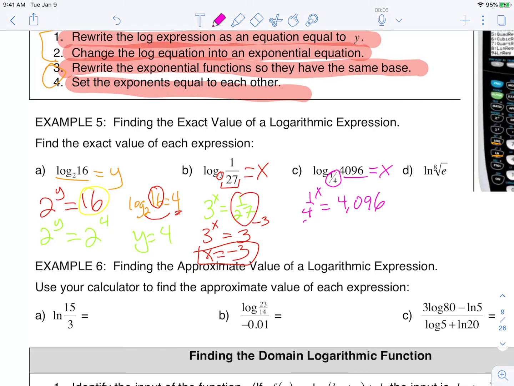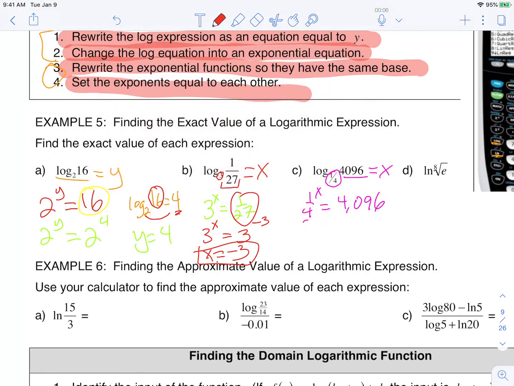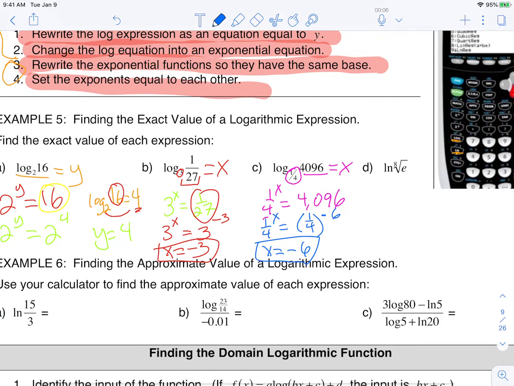And you can play around with your calculator. I would mess around with the 4. 4 to what power is 4,096? And the only difference is it's 1 over 4. That just tells us we're going to have a negative exponent. So now this is 1 over 4 to the x is equal to 1 over 4 to the negative 6th power, which means x equals negative 6. Again, try pausing it and coming back and do it again.